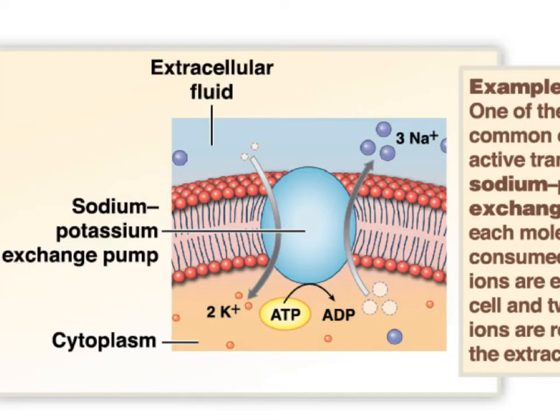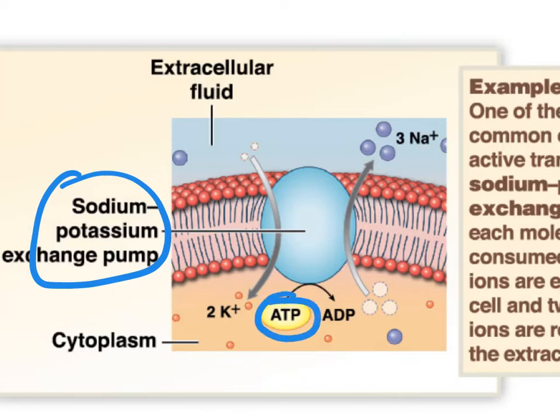So in order to maintain that concentration difference inside and out of the cell, it's going to use pumps to pump sodium out of the cell and to pump potassium inside the cell. And you can see here in the picture, we call this the sodium-potassium exchange pump, or just the sodium-potassium pump. Sometimes we call it sodium-potassium ATPase because it uses ATP in order to pump ions against their concentration gradient.